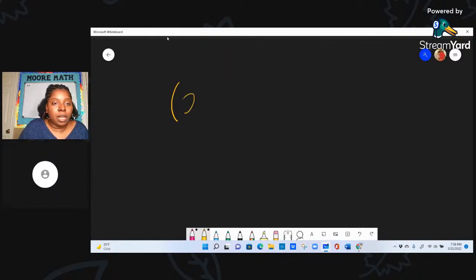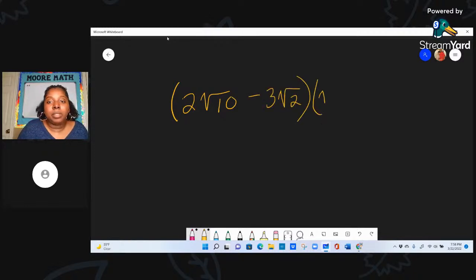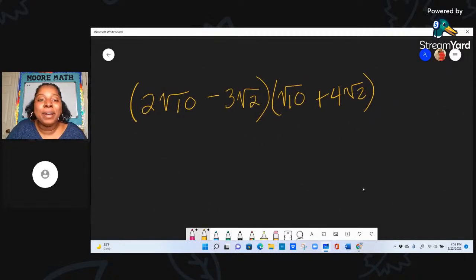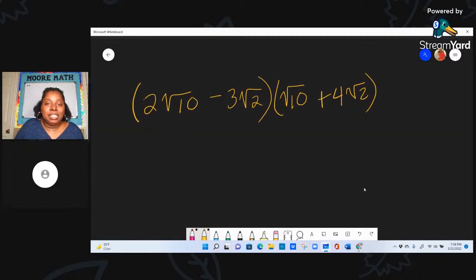2 square root of 10 minus 3 square root of 2 times the square root of 10 plus 4 square root of 2. It already looks ugly. Okay, so let's take it one thing at a time. So first, let's work with this. The 2 square root of 10 times square root of 10. What can I combine? The square roots of 10.